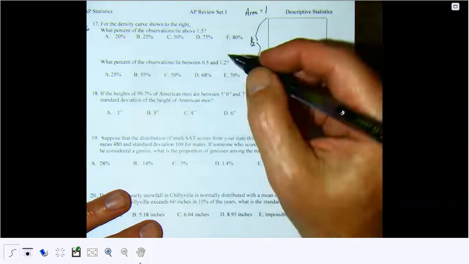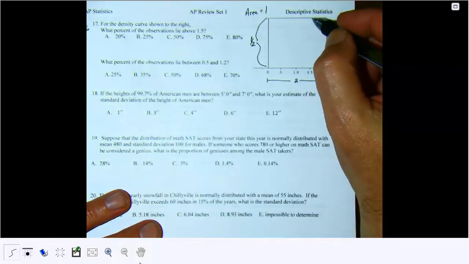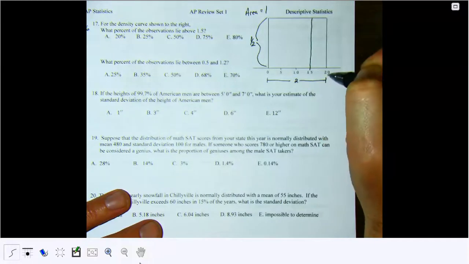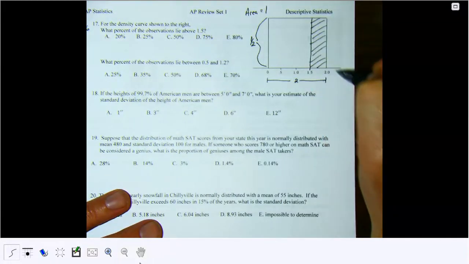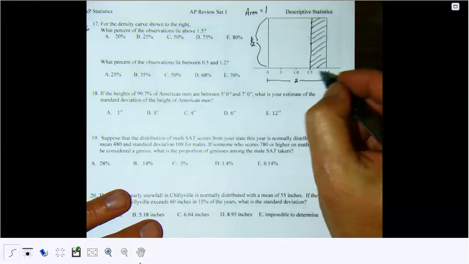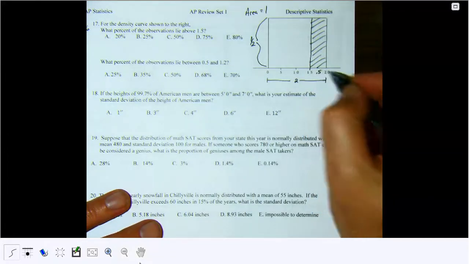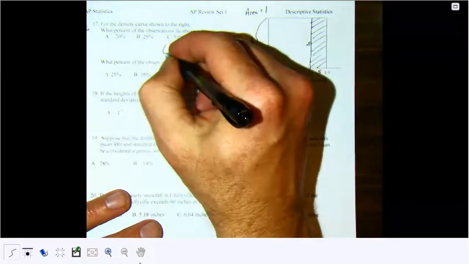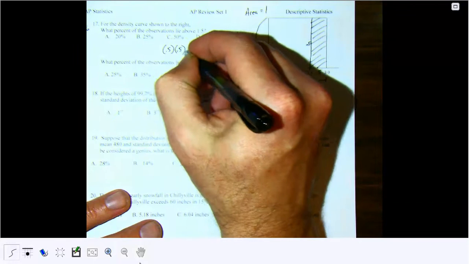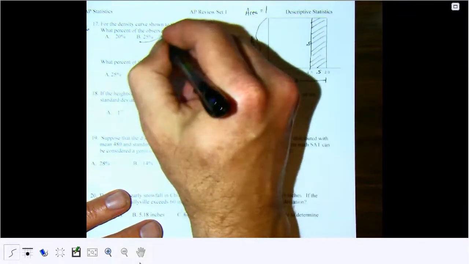Okay, now it wants to know what percent of observations lie above 1.5. So there's 1.5, and I want to lie above 1.5. So I'm looking for the area of that box. Well, this box has a width of 0.5, and it has a height of 0.5. So we're going to take 0.5 times 0.5 and get 0.25, and that's answer B.